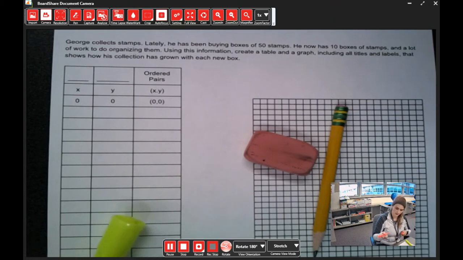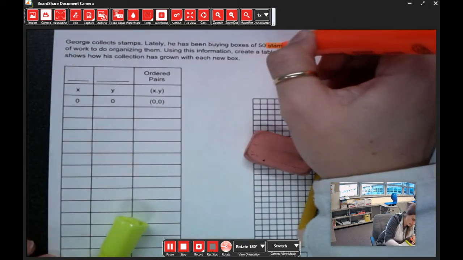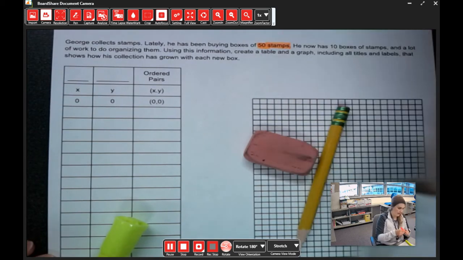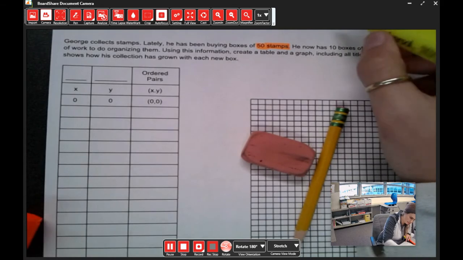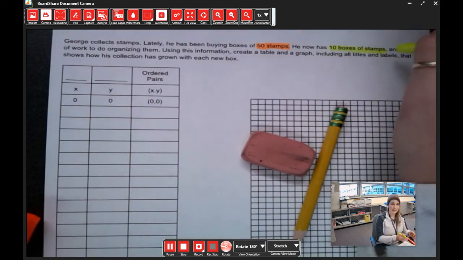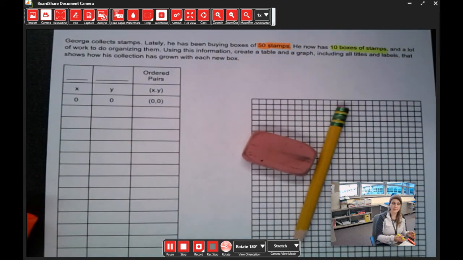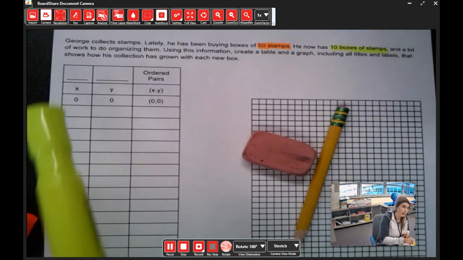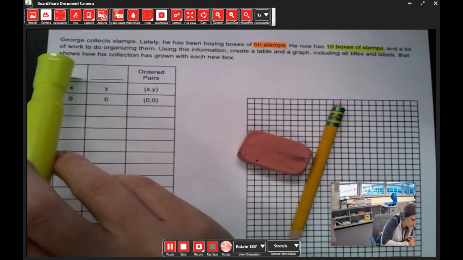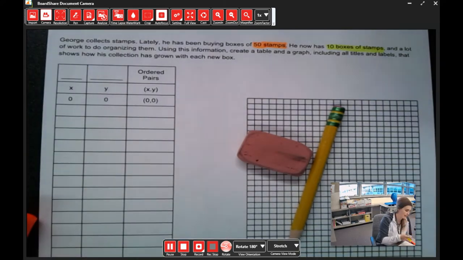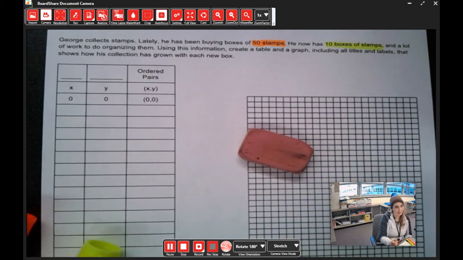All right, so we're going to have some stamps, and then we have his boxes. So he gets a box, it's got 50 stamps in it. He gets a second box, it's got 50 more stamps in it. Now he's got 100 stamps altogether. And if he has no boxes, he has no stamps. So looking at this, I see 2 blank spots there. So that tells me that Ms. J wants me to put labels in there.